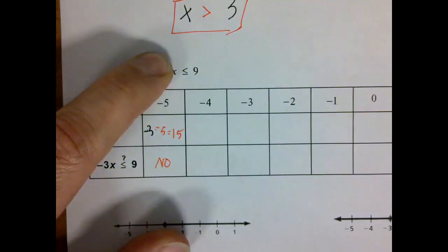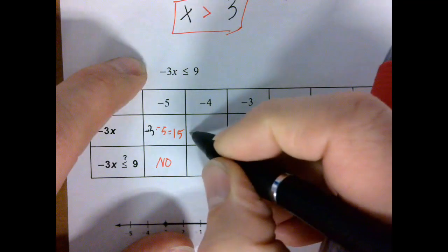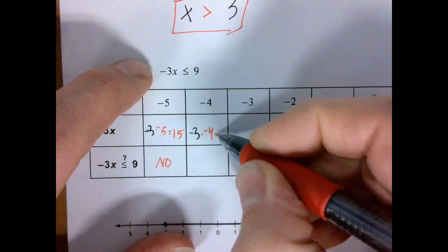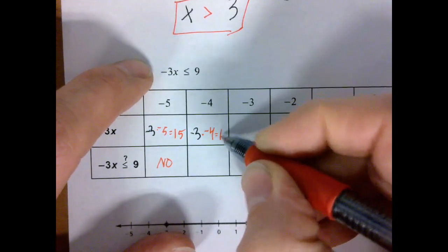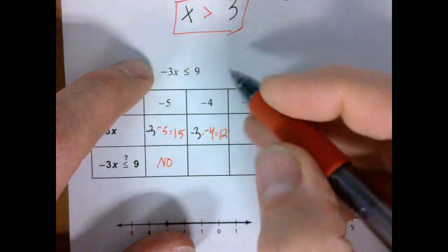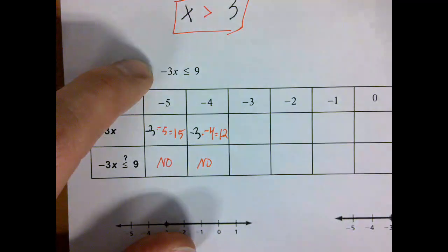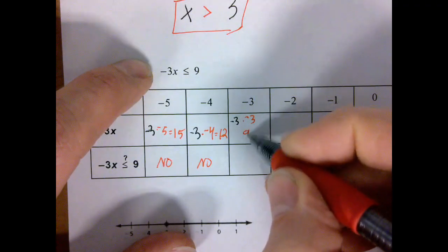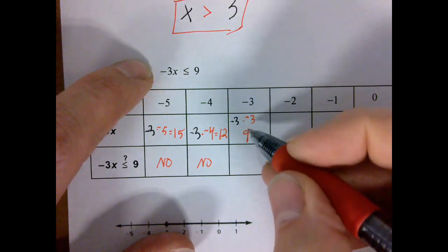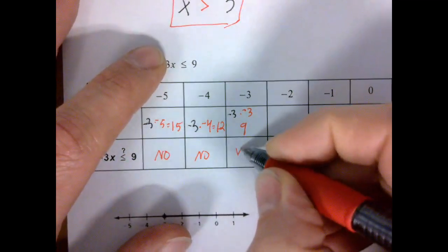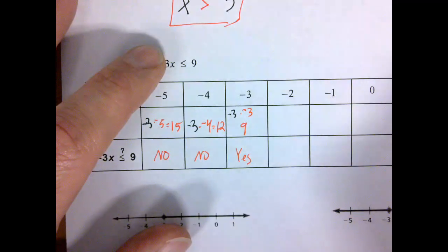Nope. Do it again. We've got a -3 times our x value. Again, they've got that same sign, so that's going to get me that positive 12. Positive 12 less than or equal to 9? Nope. So what about when I take a -3 times this x value of a -3? That gets me 9. Now, is 9 less than or equal to 9? And we put down the word yes because it is equal to.